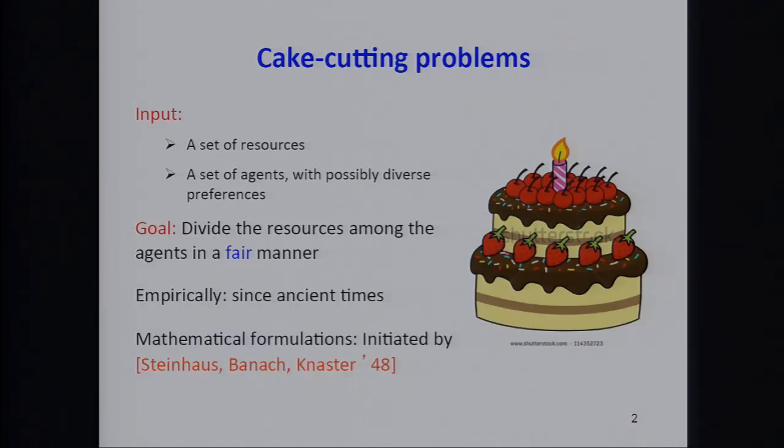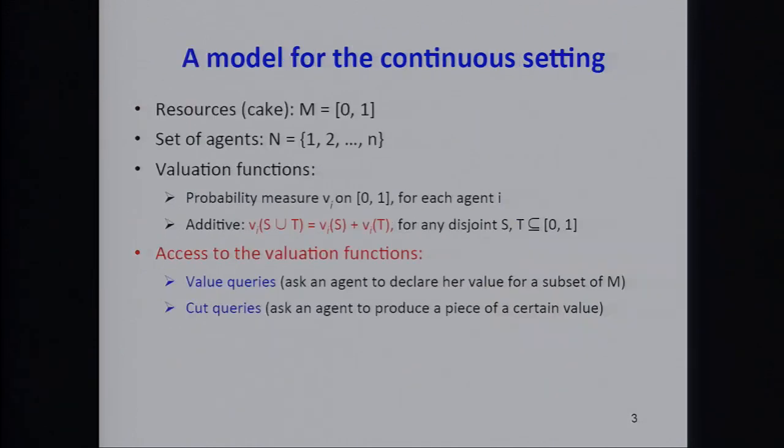So we have a set of resources which we want to allocate to a bunch of people. The goal is to divide the resources in a fair manner. And the problem is, of course, ancient, but from a mathematical point of view, the first publication started appearing in the 40s, focusing on the objective of producing proportional allocations, and ever since there has been a rich literature. So the resources are usually represented by the interval from 0 to 1, and we have a set of n agents, and we assume that the valuation functions are probability measures on the interval [0, 1].